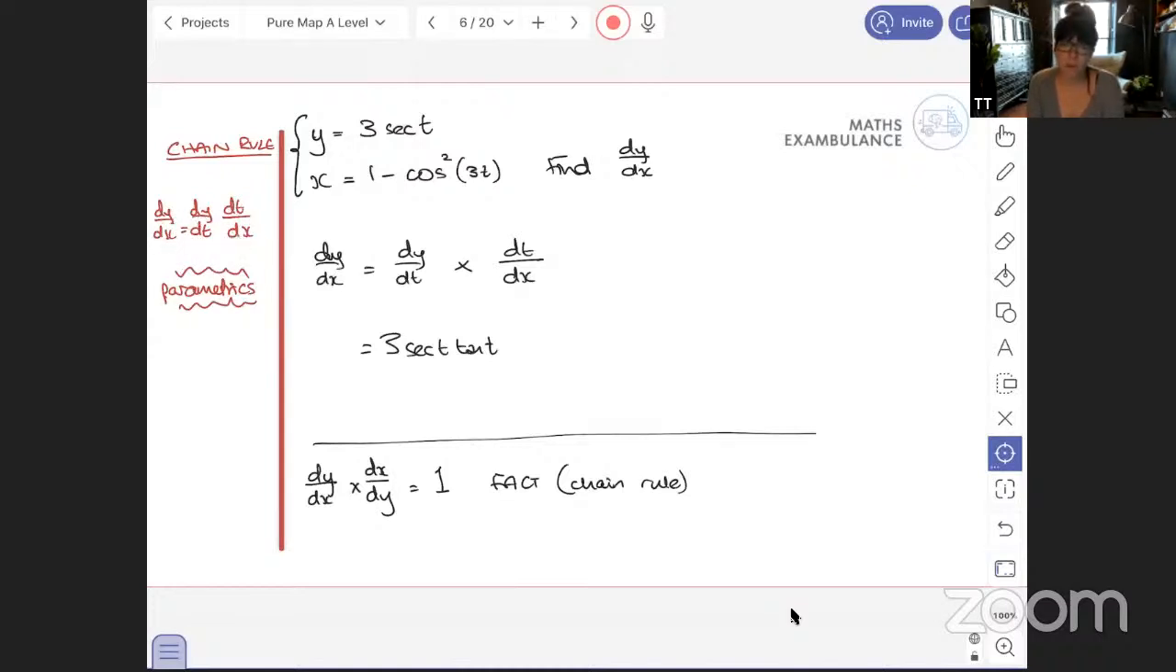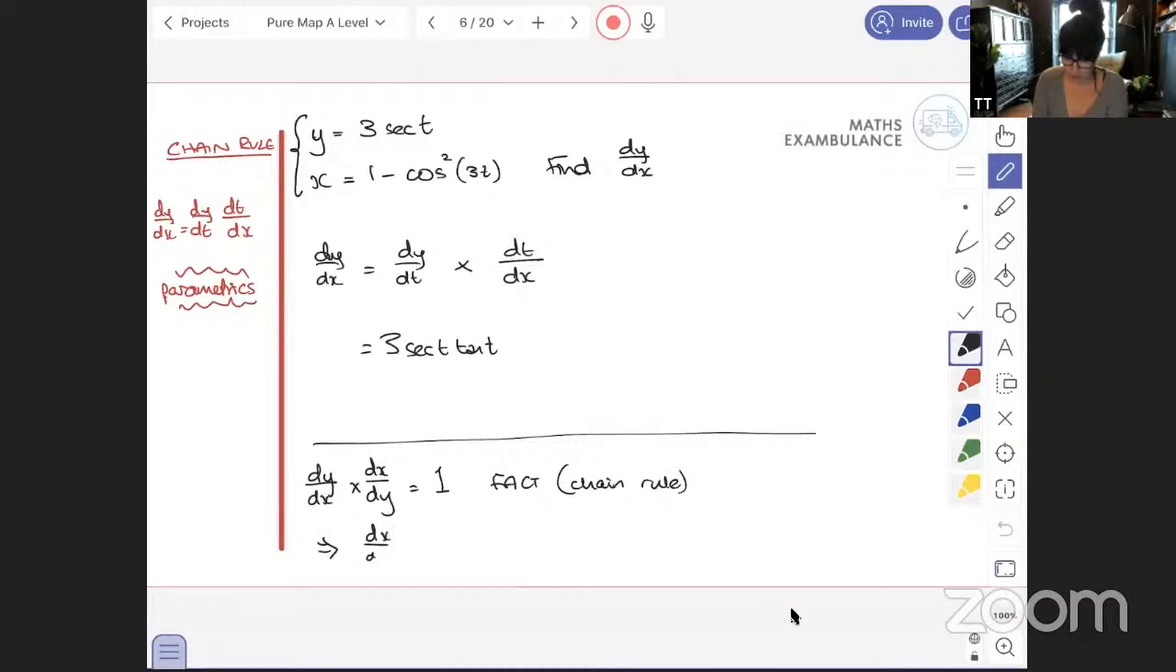As I say, not the most useful thing for doing the chain rule in real life, but for parametrics and connected rates, really, really useful. So the chain rule says that these two dx's cancel. Therefore, we get dy over dy, and dy over dy is 1. Now, if that is true, which it is, then dx by dy is 1 over dy by dx. So the fact that we can flip them is just one step from the chain rule. It's just the chain rule.